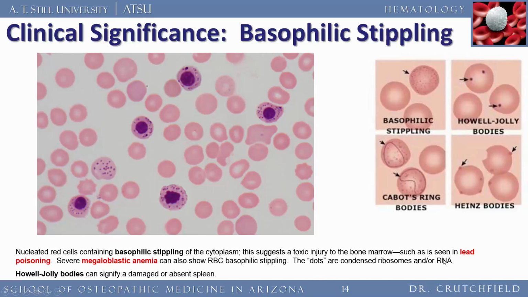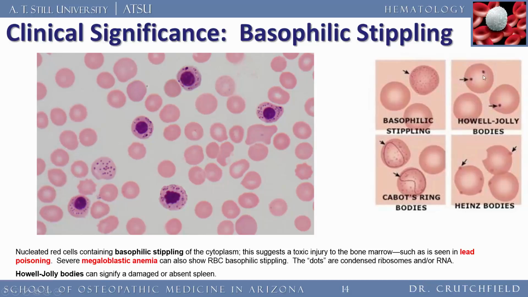And the dots are condensed ribosomes or RNA here. So basophilic stippling here in a peripheral smear, all these red cells. And you might be wondering, oh my God, how can I tell the difference between this and an erythrocyte or a basophil or a macrophage? By the end of the presentation, you'll have a better idea.